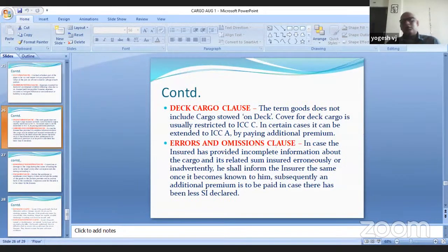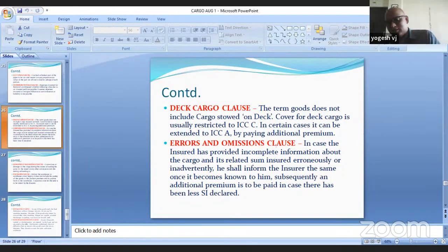Okay. Now, deck cargo. See, usually cargo is not supposed to be stored on deck. Cargo stored on deck is not cargo, according to marine terminology. Sir, the term goods does not include cargo stored on deck. Cargo cover for deck cargo is usually restricted to ICCC. Okay. In certain cases, it can be extended to ICCA by paying additional premium. Remember this. Cargo on deck is not cargo. It requires additional premium or else a restricted cover.